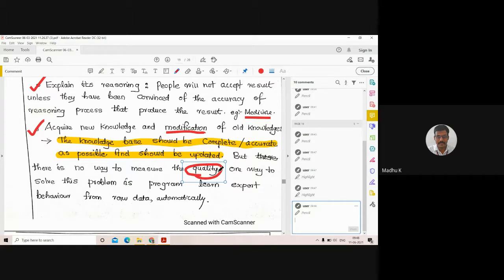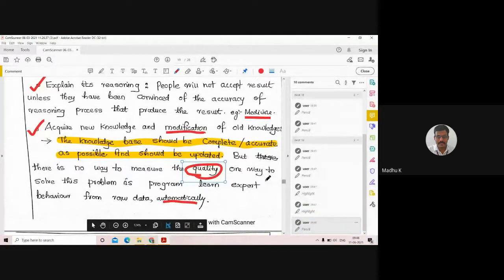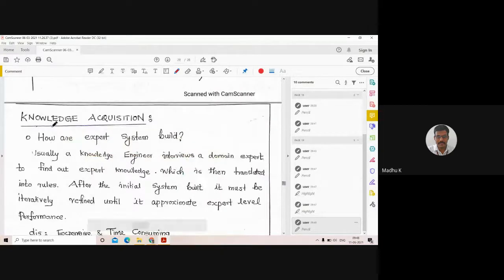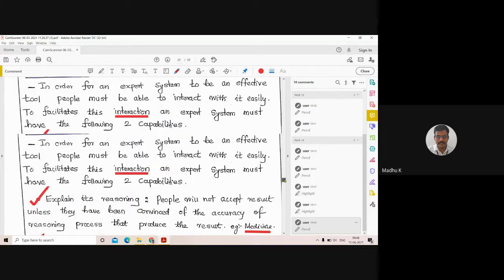Measuring the quality of an expert system is somewhat difficult. One way to solve this problem is to learn expert behavior from raw data, that is, automatically learn the expert behavior. That is the solution. Then, next is knowledge acquisition. This is another important concept.